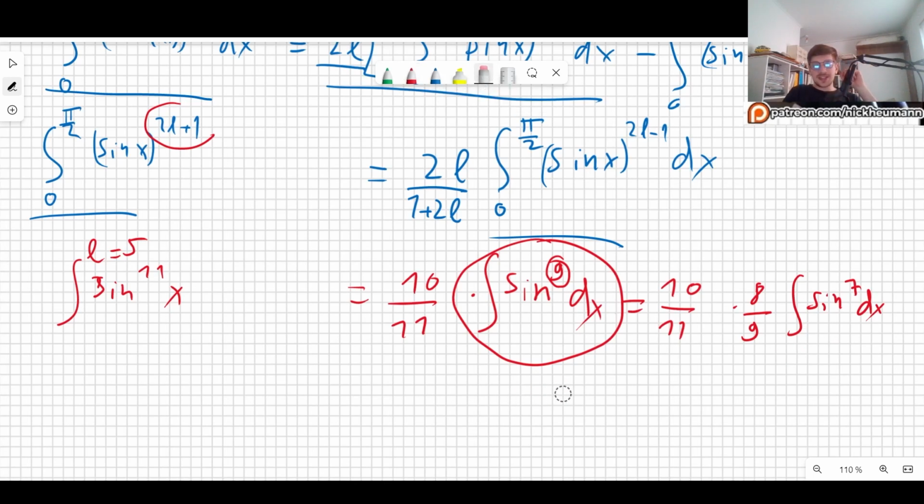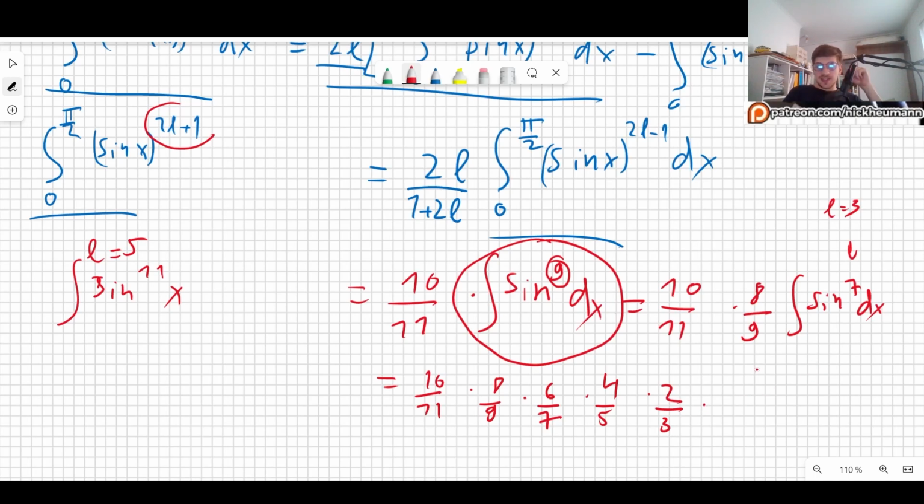And then you can do it again, right? You can now, because this means L equals 3. So that would mean 10 over 11 times 8 over 9 times 6 over 7 times the integral of sine to the 5th. And then you can do it again, right? And again and again. So then you would have 4 over 5 times 2 over 3, and then you're basically done. You have one more.